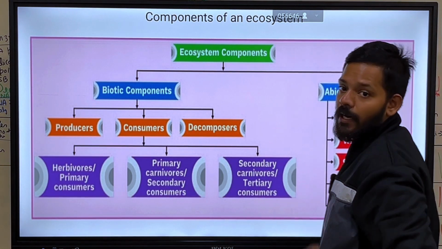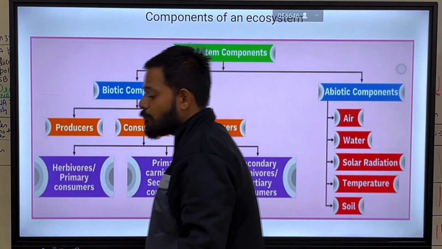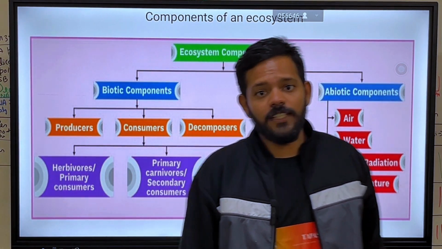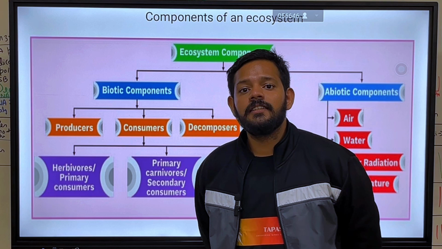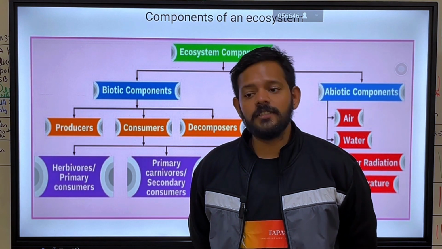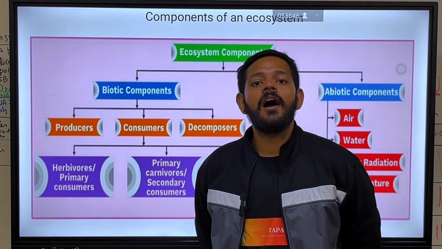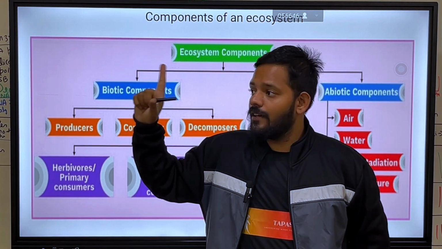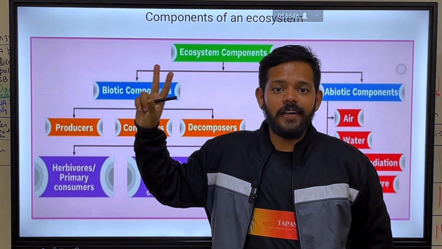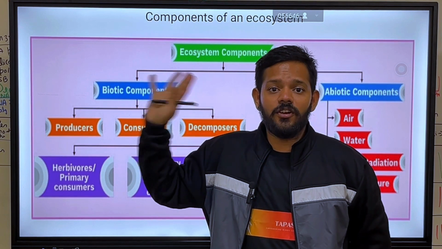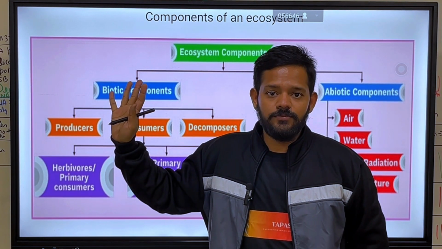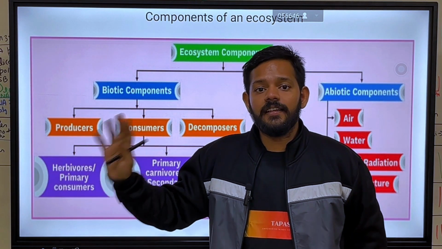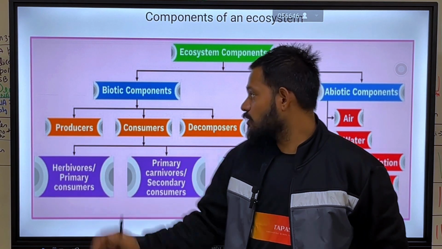Now we are talking about the components of ecosystem. What things are present inside the ecosystem? Two things, as I said in the definition itself: the first is abiotic forces and the second is biotic forces. Abiotic forces mean your temperature, sunlight, land, air, and water, the five elements. These are the abiotic forces present in an ecosystem, which are components of the ecosystem.